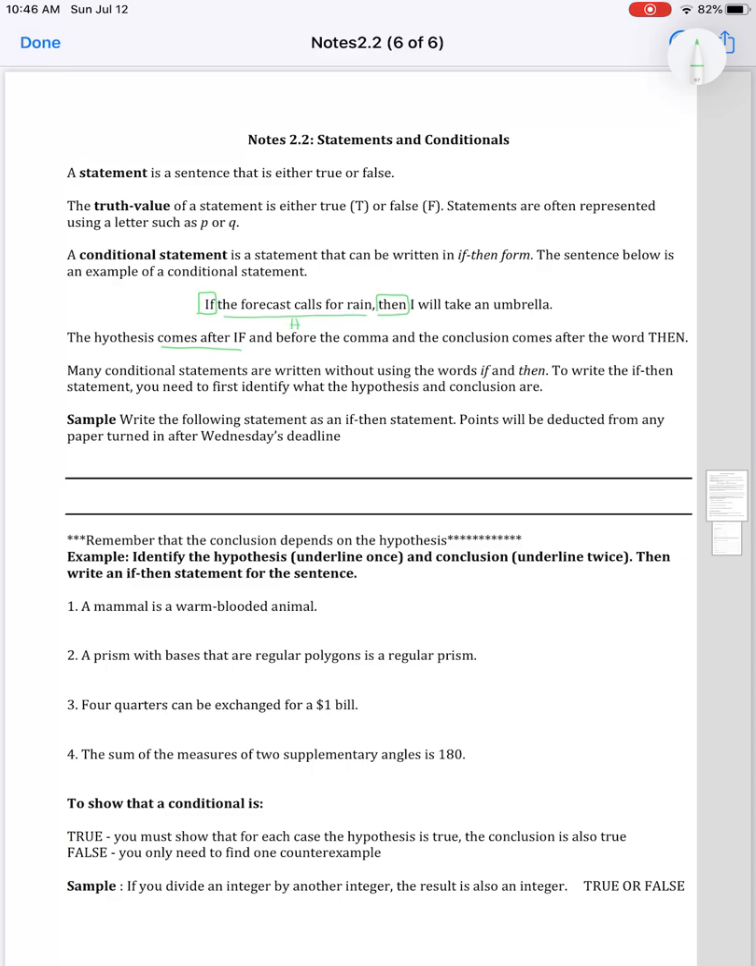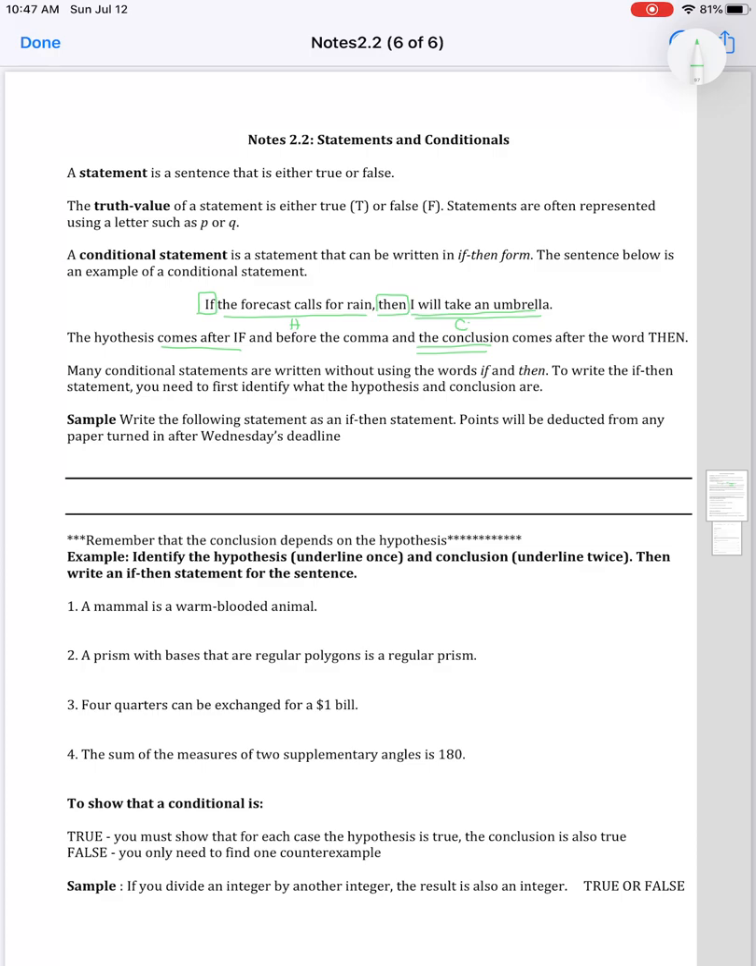But the hypothesis comes after the if. So we're going to underline that once. So that's the hypothesis. And then what occurs because of that is your conclusion, which comes after the then. So I'm going to double underline that, and that's going to be my conclusion. So if you're asked to identify what the hypothesis is, you would say the forecast calls for rain. The conclusion would be that I will take an umbrella. And again, when you identify these, you do not include the if and the then in your hypothesis and conclusion. Those are just linking words that make it into a conditional statement.